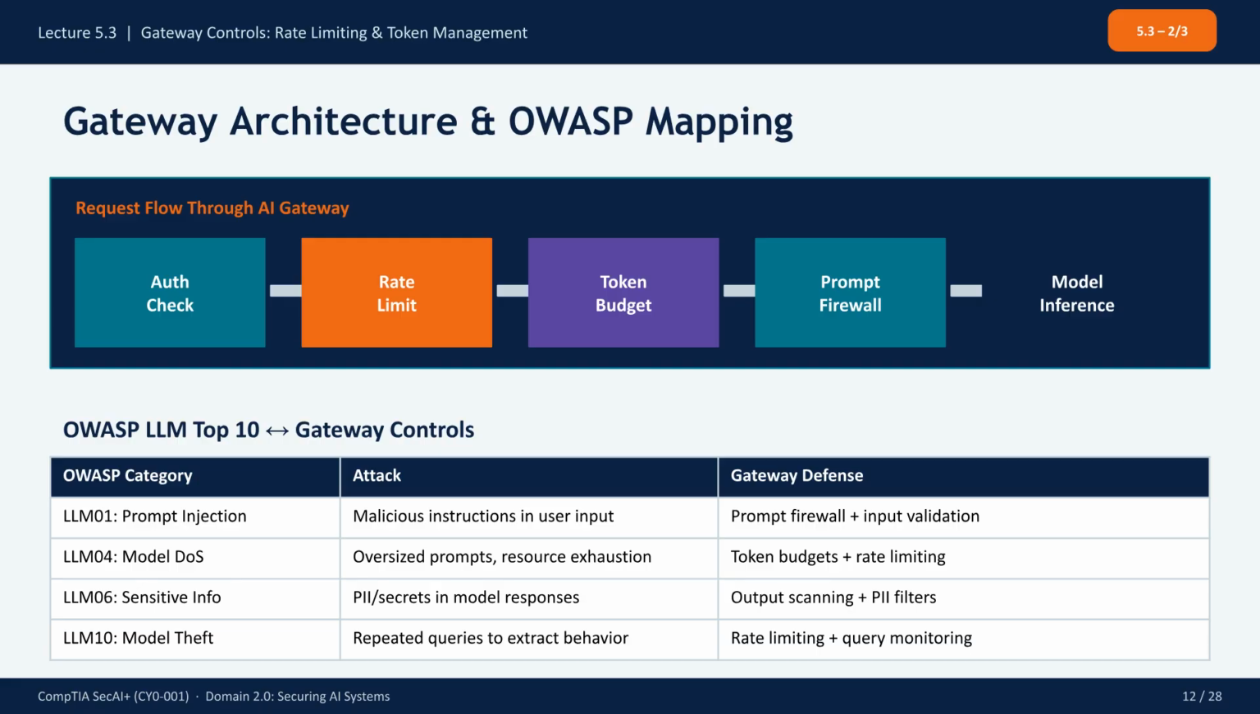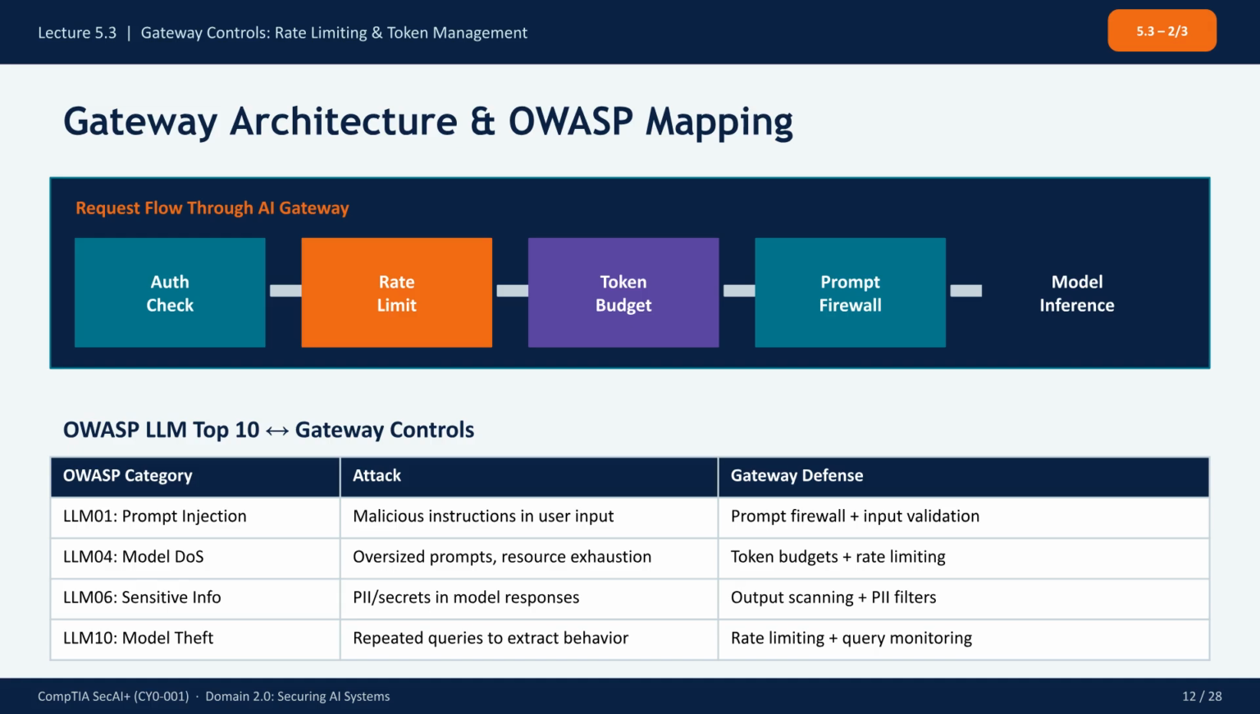The table below maps OWASP categories to gateway defenses. LLM01, prompt injection, is defended by prompt firewalls and input validation. LLM04, model denial of service, is defended by token budgets and rate limiting. LLM06, sensitive information disclosure, is defended by output scanning and PII filters. And LLM10, model theft, is defended by rate limiting combined with query pattern monitoring.